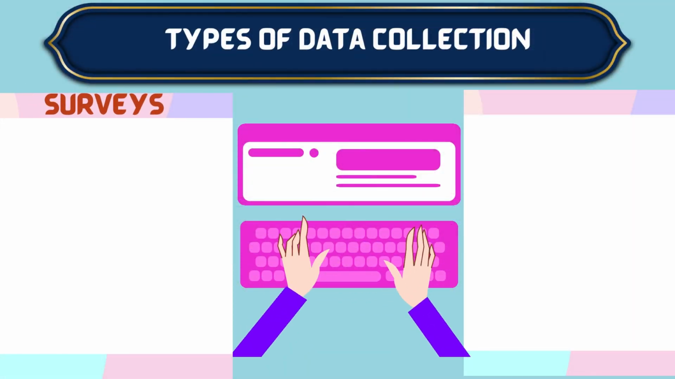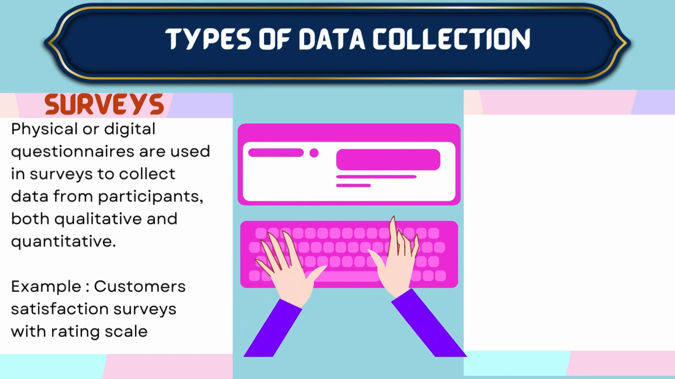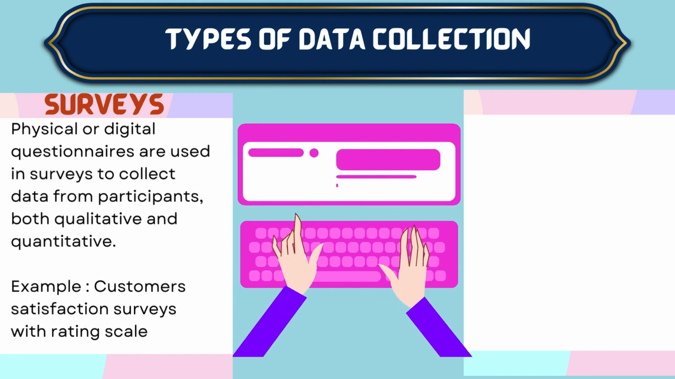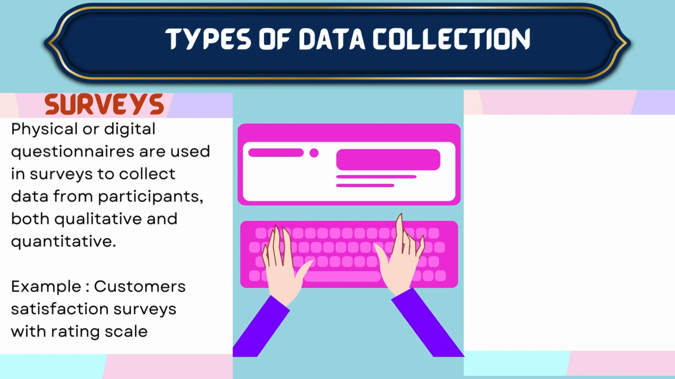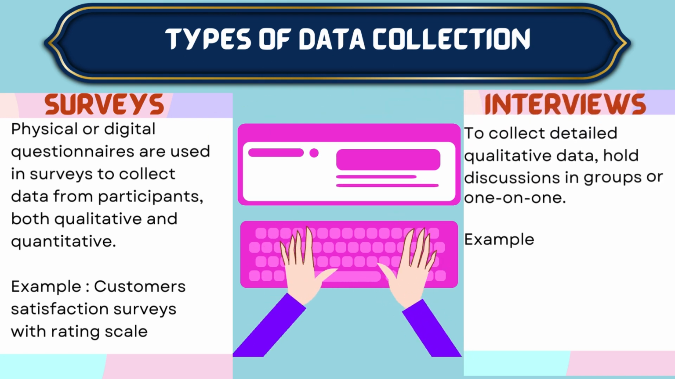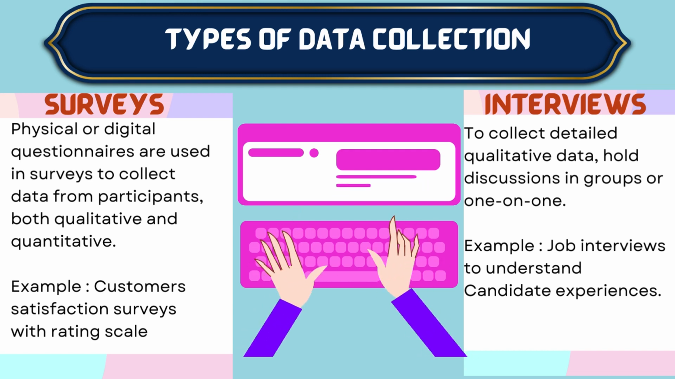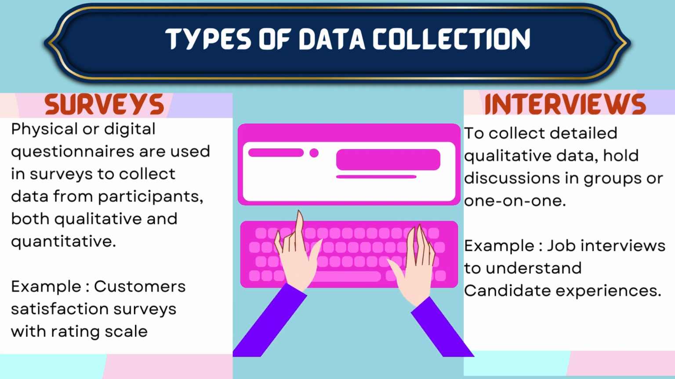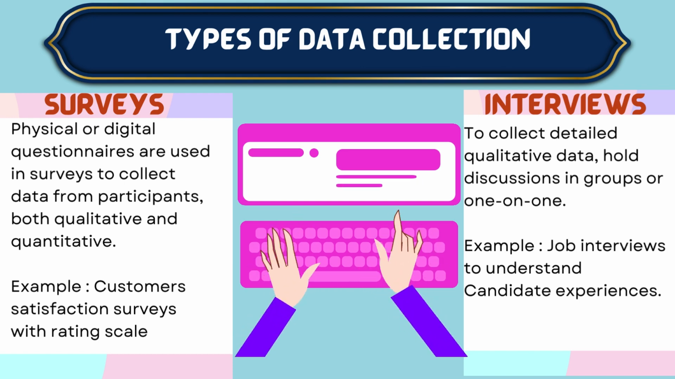Types of data collection. Surveys. Physical or digital questionnaires are used in surveys to collect data from participants, both qualitative and quantitative. Example: customer satisfaction surveys with rating scale. Interviews. To collect detailed qualitative data, hold discussions in groups or one-on-one. Example: job interviews to understand candidate experiences.